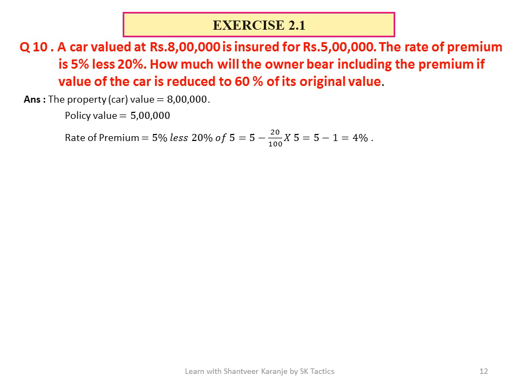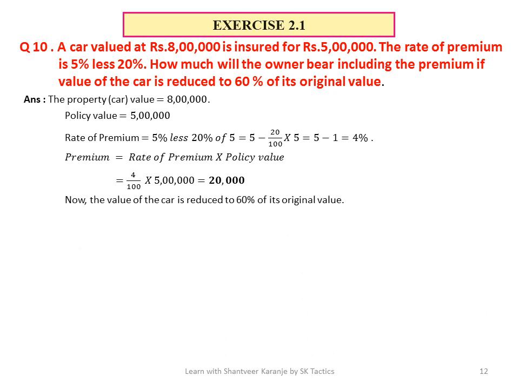But without giving directly, he wrote this 5% less 20% to confuse us. But we are smart enough, we will not get confused with this wording. We calculate what is the 5% less 20% by this method. So now we have property value, policy value, and rate of premium all. So premium is equal to rate of premium into policy value, we can calculate premium of this case and it is 20,000.